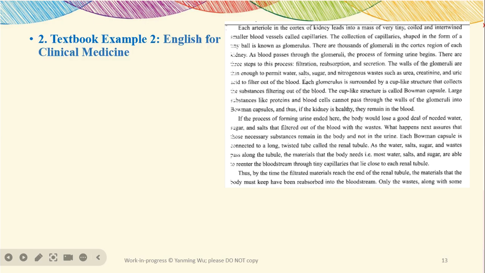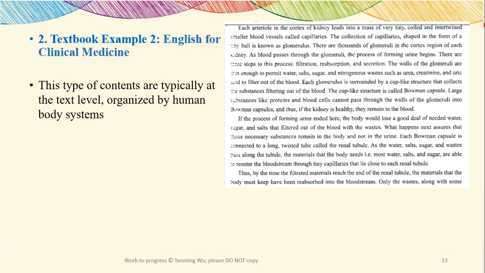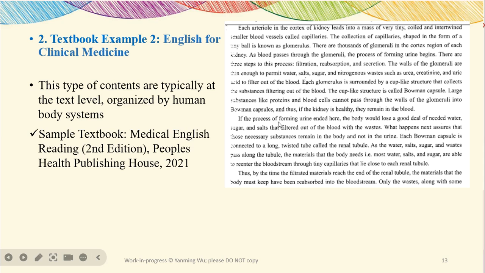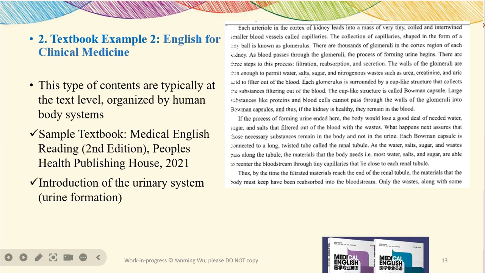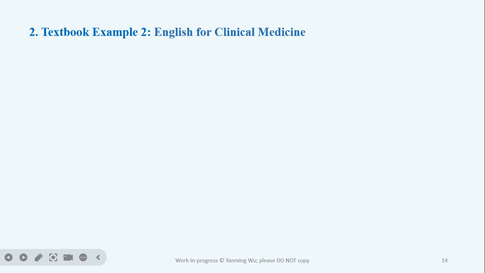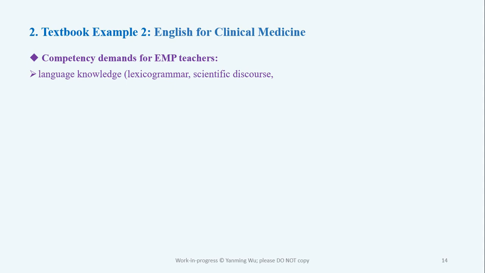And the second example will be English for clinical medicine. This type of contents are typically at the text level, organized by human body systems. This is an example excerpt from the textbook Medical English Reading involving introduction of the urinary system, specifically urine formation. And for this kind of course contents, the competency demands for EMP teachers will include language knowledge, including lexical grammar, scientific discourse, and text type structure.